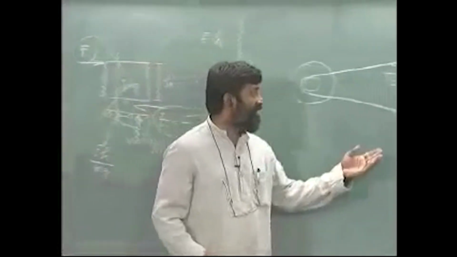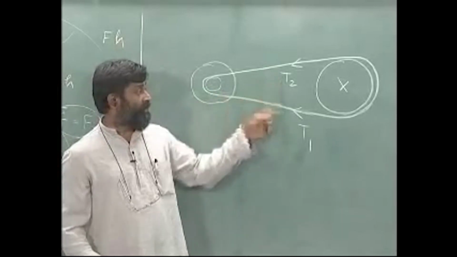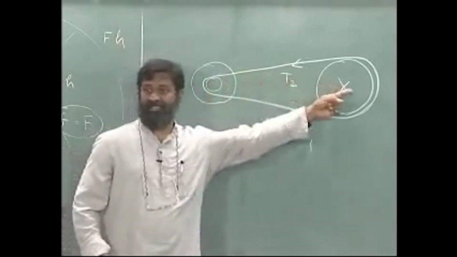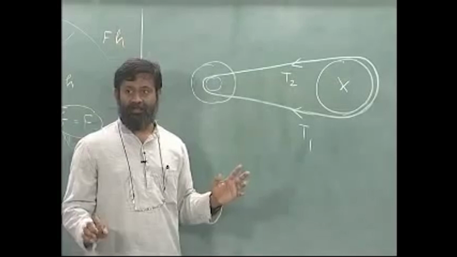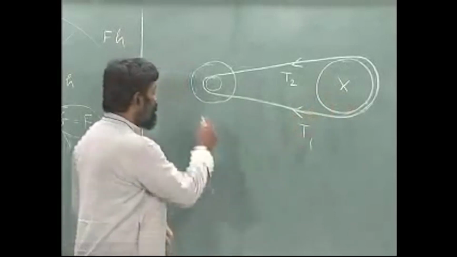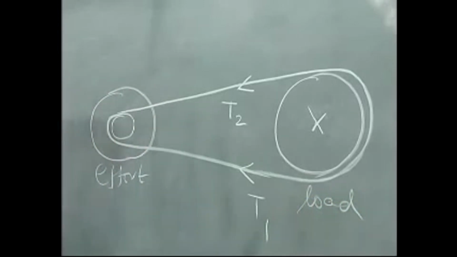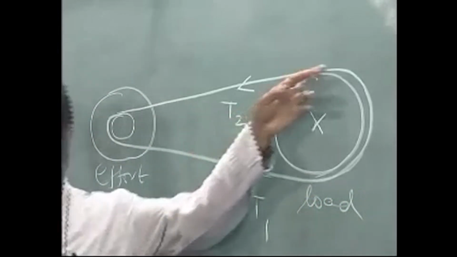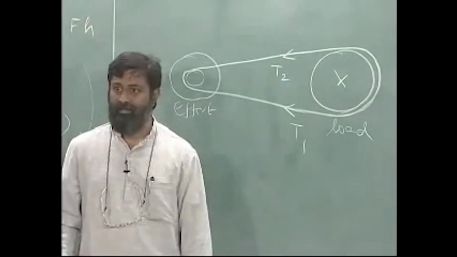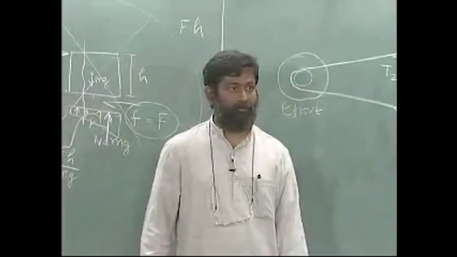Why is it important? By answering this question, I will be able to tell you, depending on T1 and T2, whether slipping has occurred in this or in this. If no slipping has occurred, then the entire thing is transferred directly to this. This is usually called the effort and this is the load. You do not want the power to be wasted in friction, because friction is going to convert it to heat and there is a loss of energy unnecessarily, okay, in addition to the other losses that you encounter.